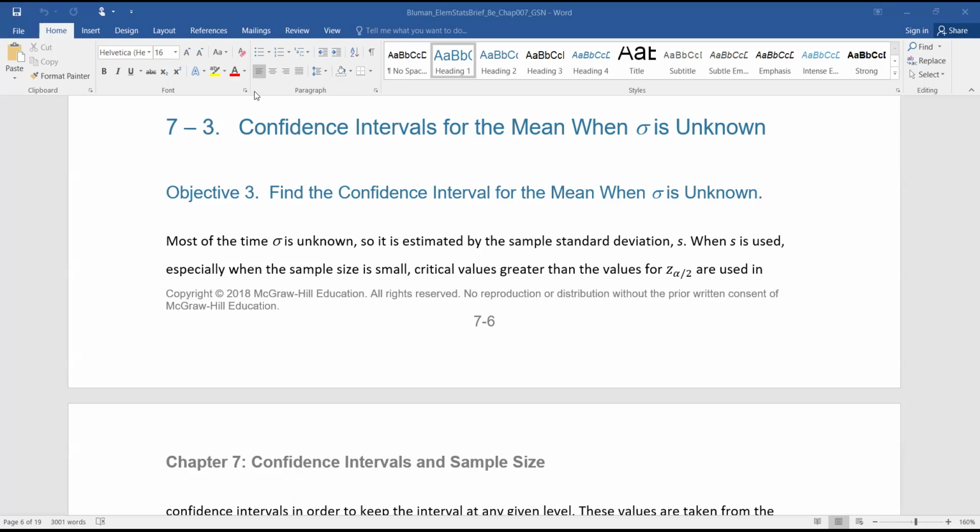All right. In this video, we're going to talk about 7.3, which is confidence intervals for the mean when the population standard deviation is unknown. In the last section, we saw how to figure out the intervals when it is known. In this case, we're going to talk about when it's unknown.